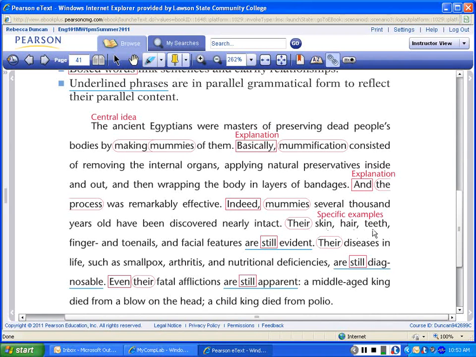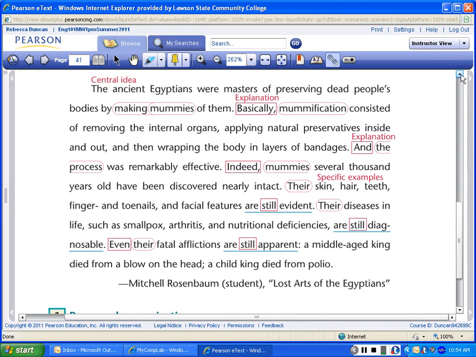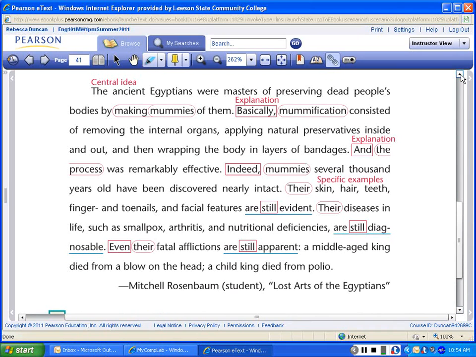Their skin, hair, teeth, finger and toenails, and facial features are still evident. Their diseases are still diagnosable. Even their fatal afflictions are still apparent. Boy, that makes so much sense. The specific examples go together. You can make out the people's facial features and their skin. You can diagnose their diseases, and you can tell what they died from. It just goes in a very logical sequence, and it doesn't seem difficult to understand at all.